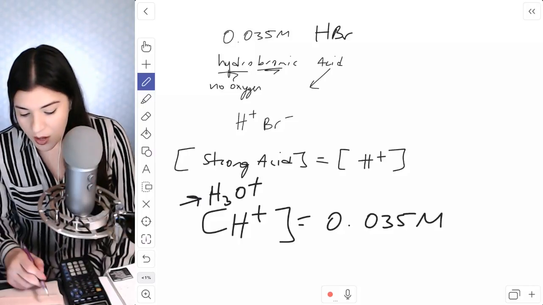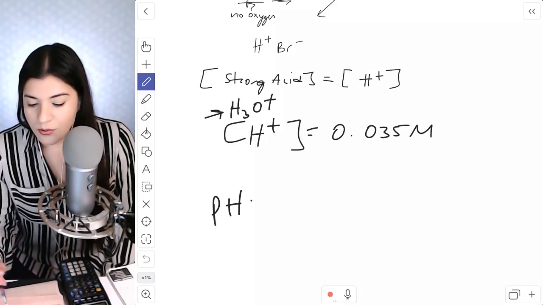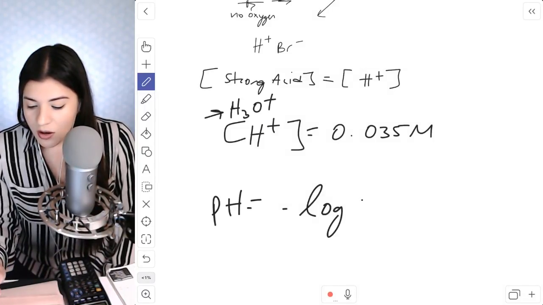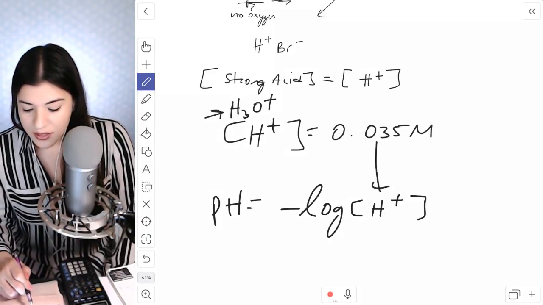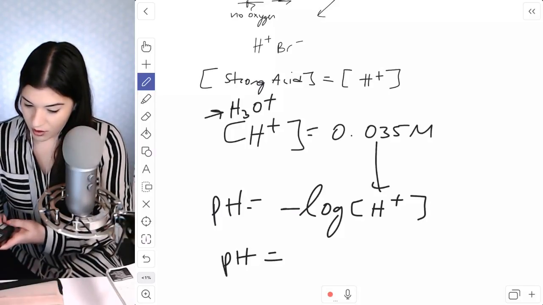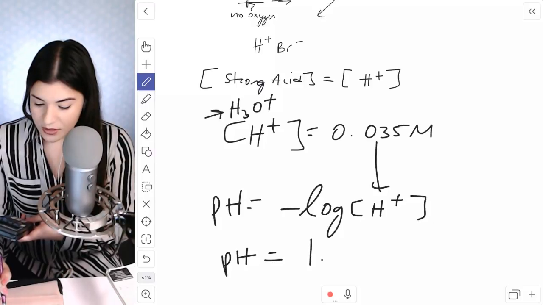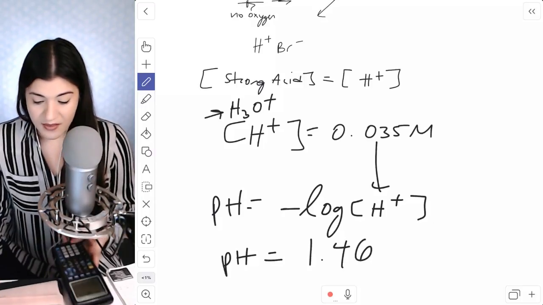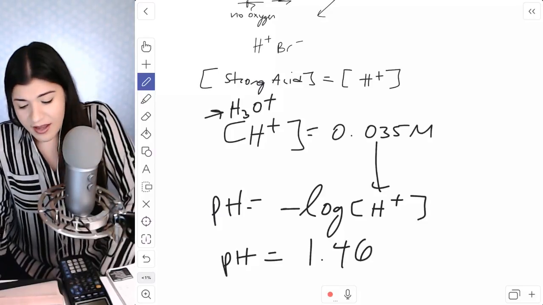Now we can figure out the pH by using another formula. So our pH is equal to negative log of our acid concentration. So all I have to do is plug this value into my calculator and figure out what the pH would be. So negative log of 0.035. This would give us 1.46, and that's our pH. It's very acidic. Makes sense because it's a strong acid.